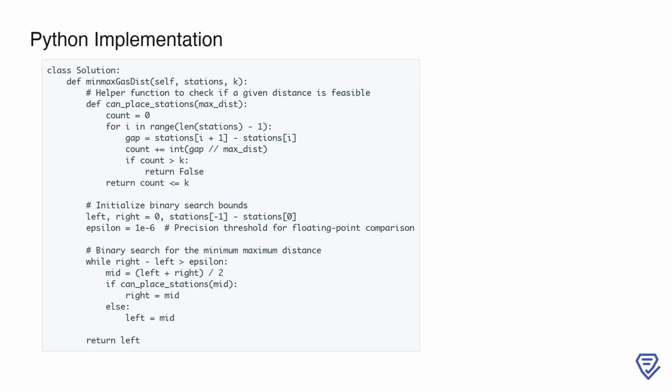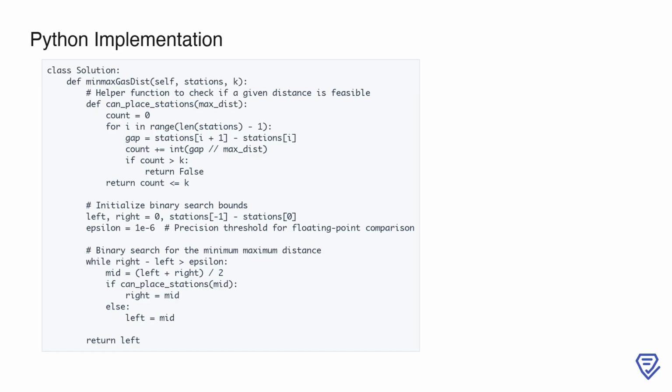It iterates over all station gaps, calculating the number of stations required to split each gap into segments of length at most max_dist. If the total required stations exceed k, the function returns false, otherwise, it returns true. The binary search is performed over the range left, right, where left starts at 0 and right is the largest gap between the first and last stations. The precision threshold epsilon is set to 1e-6 to ensure the result is accurate to 6 decimal places.